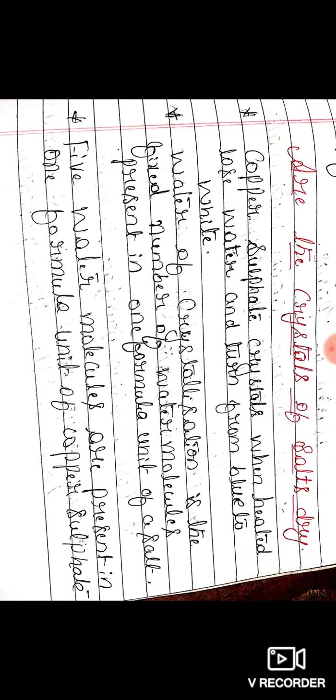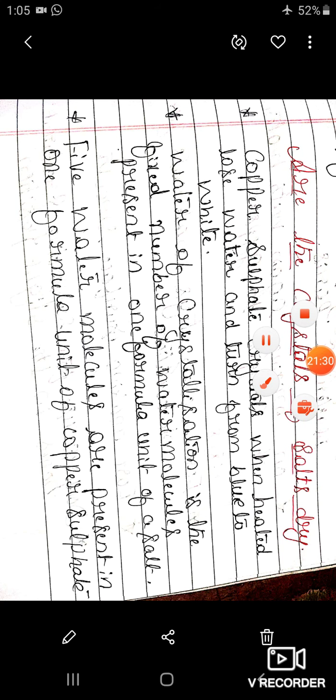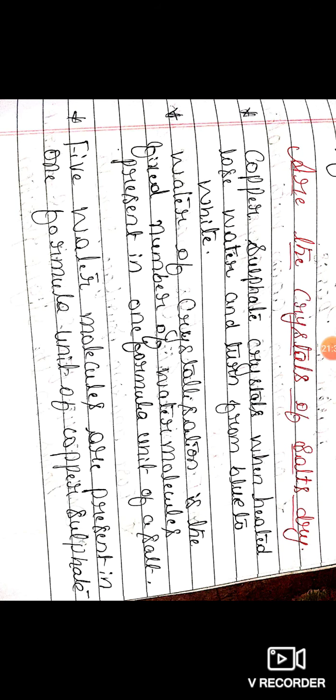And then, are the crystals of salts really dry? Let us see. When copper sulfate crystals are heated, they lose water molecules and turn from blue to white. So water of crystallization is the fixed number of water molecules present in one formula unit of a salt.